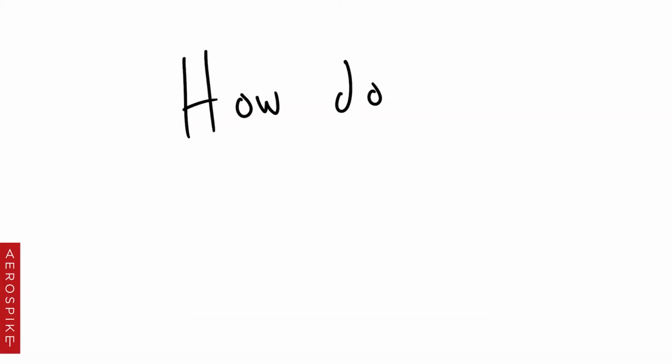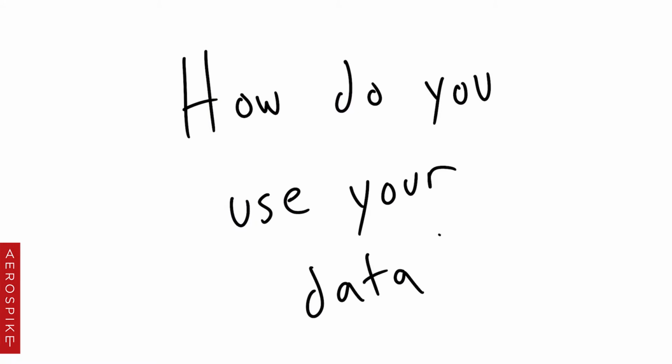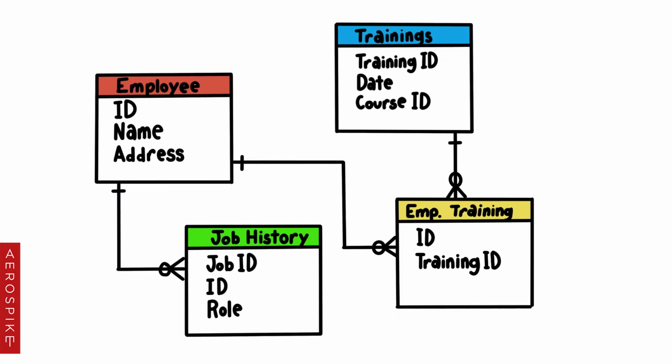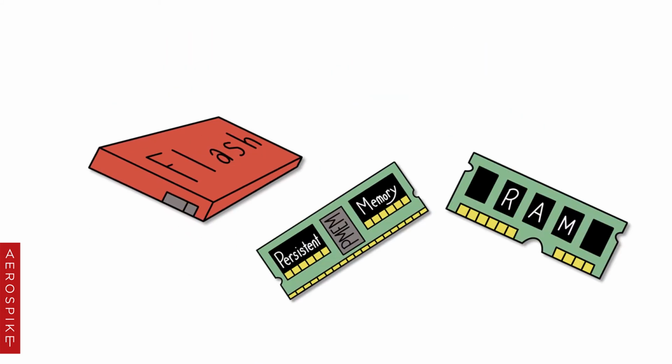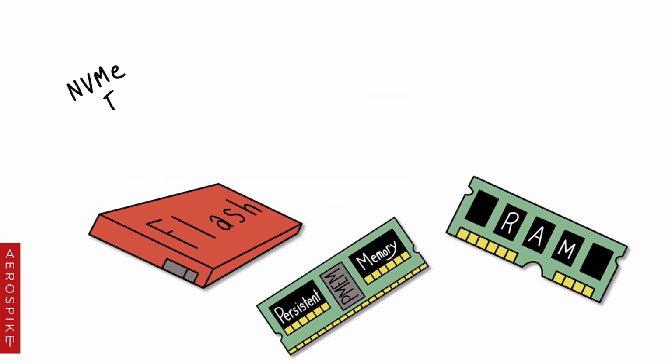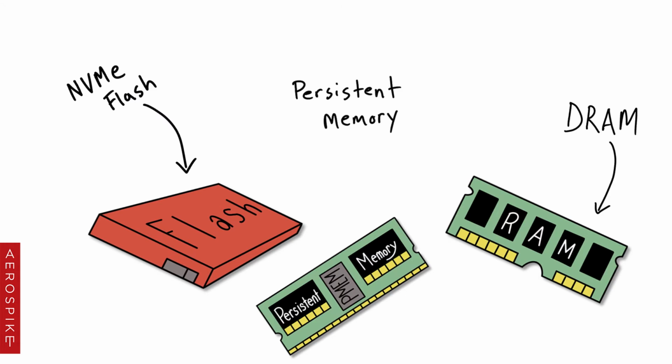In an Aerospike database, the data model is determined through the use of the system, rather than requiring a schema like a traditional relational database. First, let's spend a moment on physical storage. Data can be stored on NVMe flash, DRAM, or Intel Optane persistent memory. This is referred to as the storage engine.